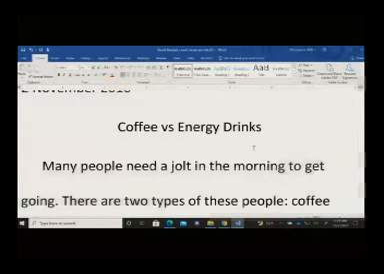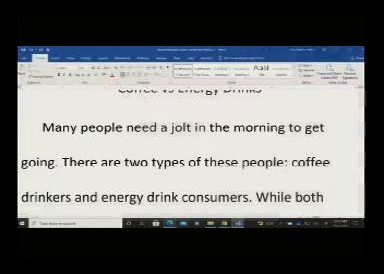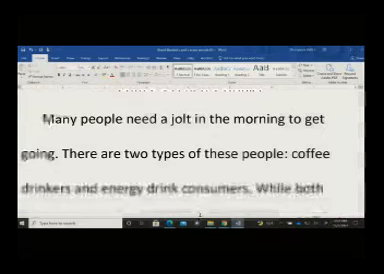So, it does some things well, some things not as good. Many people need a jolt in the morning to get going. You can see me drinking my Coke. This is my caffeine. So this essay means nothing to me because I don't drink either one. There are two types of these people, coffee drinkers and energy drink consumers. I'm not one of them.